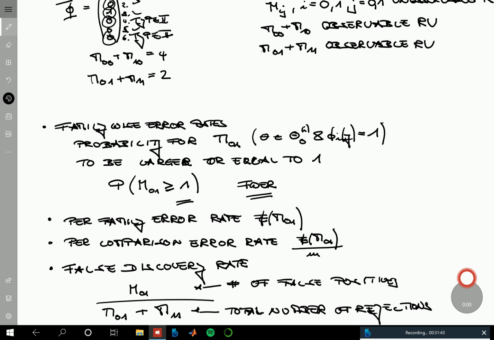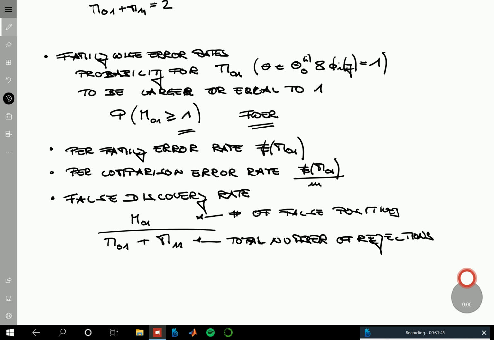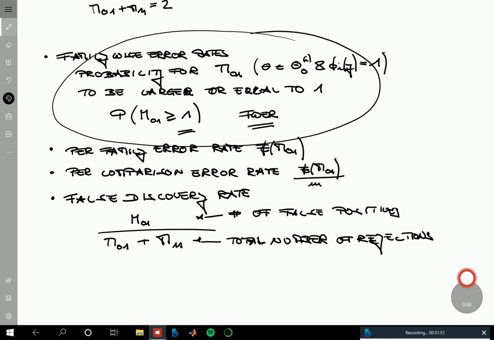So what we will now focus on is the family-wise error rate. The reason for this is that this has been the topic of multiple testing control in fMRI since 1991.